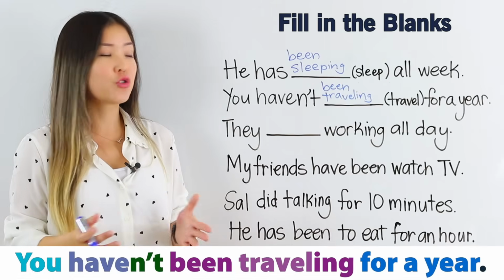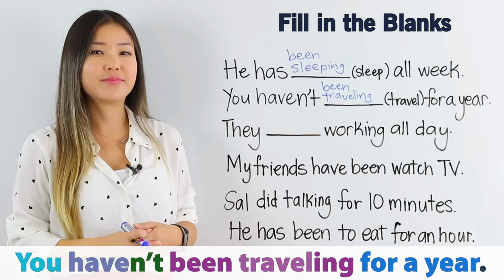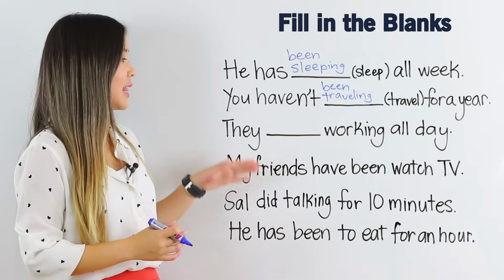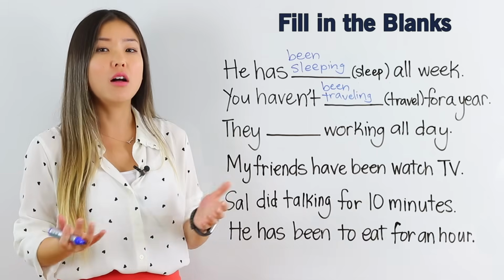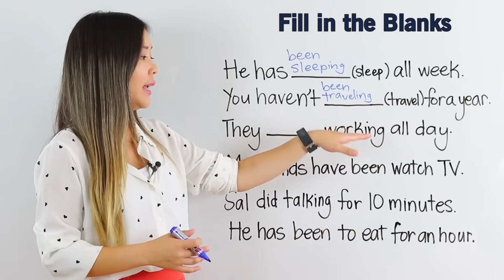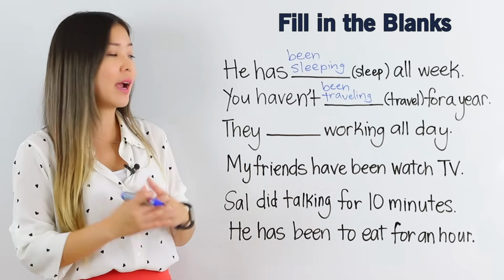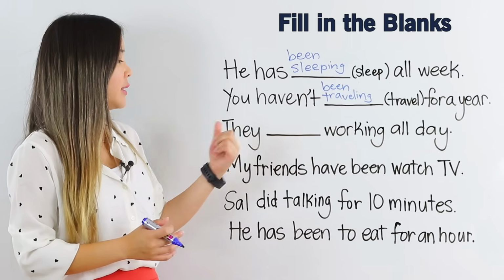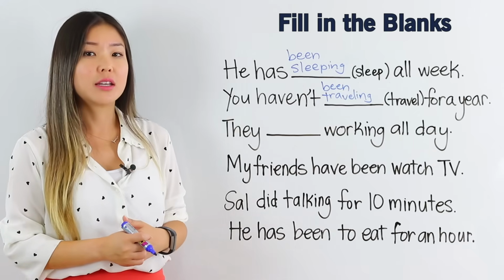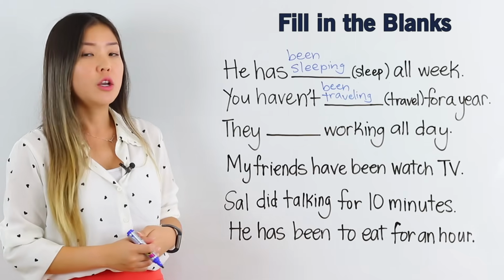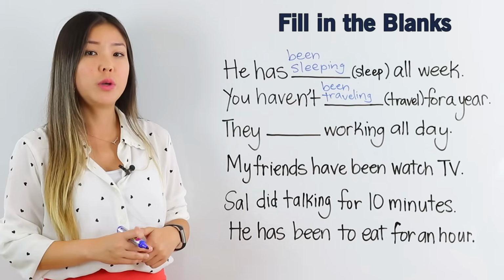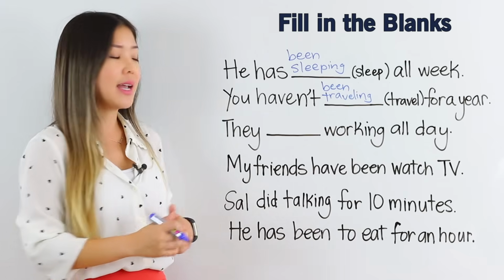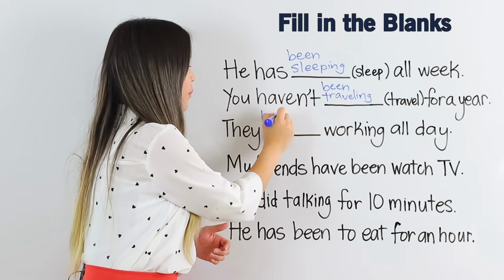You haven't been traveling for a year. Next, it says they blank working all day. So the verb ing has already been provided for you. Now, take a look at the subject. The subject is they. Should we use have or should we use has? The correct answer is have.